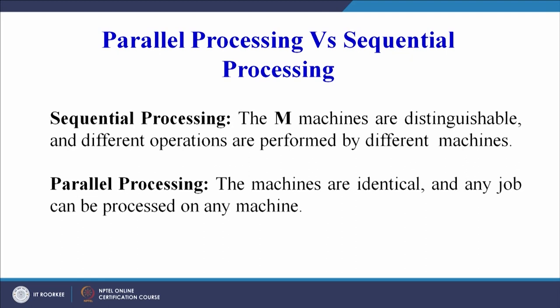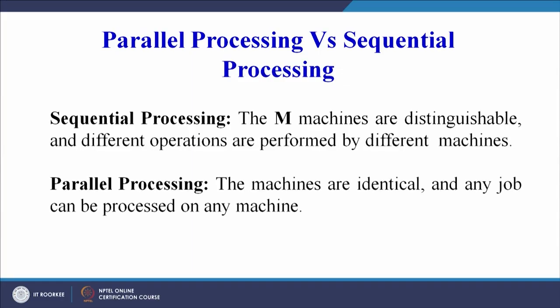Now we can have another concept: parallel processing versus sequential processing. In sequential processing, the M machines are distinguishable and different operations are performed by different machines. If you take the previous example of a flow line or assembly line, it will be sequential processing only, because there are M different machines or workstations in the line, and each one of them is performing a different task. So all machines are different and different operations are performed by different machines. That can be one example of sequential processing.